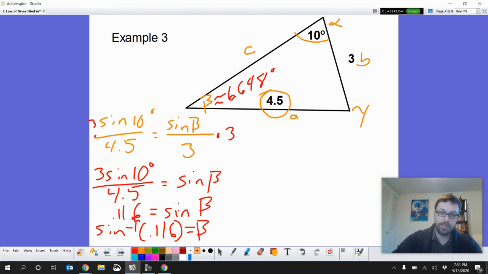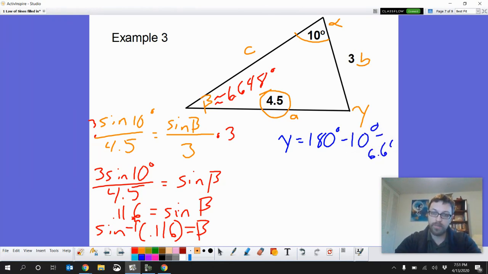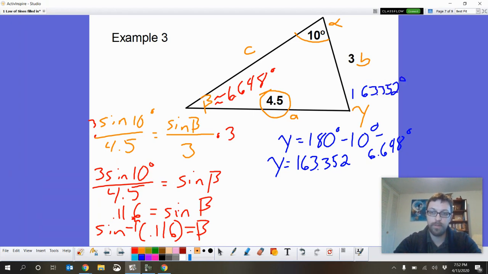Now that I know those 2 degrees, I can use these 2 to find gamma, which is a very similar process to what we did before. Gamma is going to be 180 degrees minus the 10 degrees that we started with, minus the 6.648 degrees that we just got. You plug that into your calculator, not super exciting, not worth our time, but I do have my answer key in front of me, so I'm going to get 63.352. Got to make sure I'm getting the right answers. Keep me honest. 63.352 degrees.